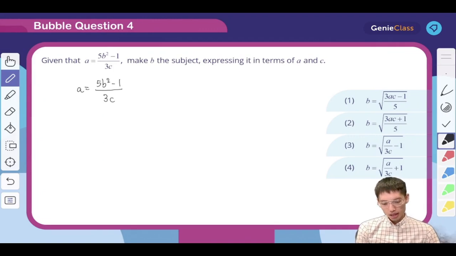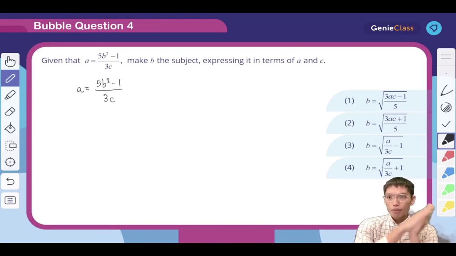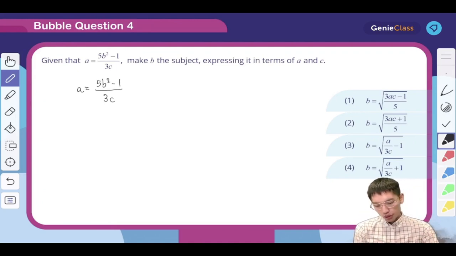For the rest, let's see how we can do it. Okay, so I want to make b the subject. In this case, when I talk about b being the subject, it should be b on my left, the rest of it on my right. Okay, we try to do it in that way. In this case, what can I do? My 3c's at the bottom, I can multiply it to the left first. Okay, making things easier, I can shift my 1 to the left.